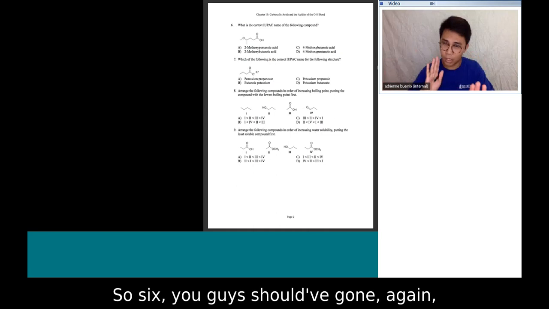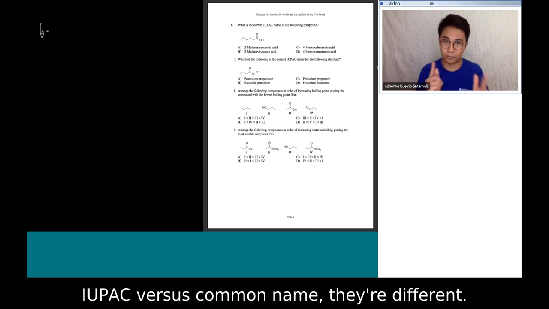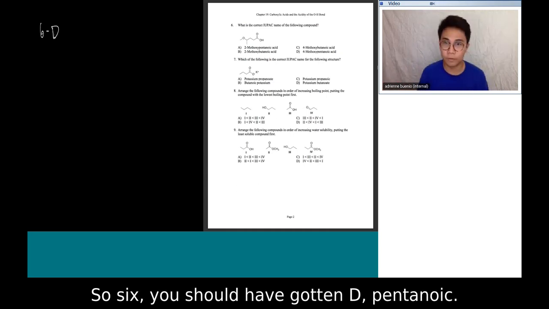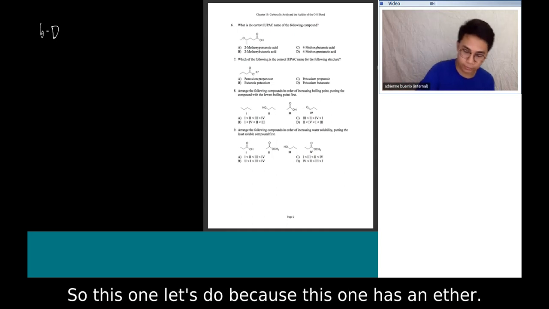Okay, so for six, you guys should have gone with IUPAC versus common name, they're different. So for six, you guys should have gone D, pentanoic. Let's do this one because this one has an ether.